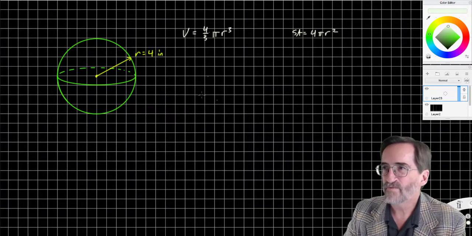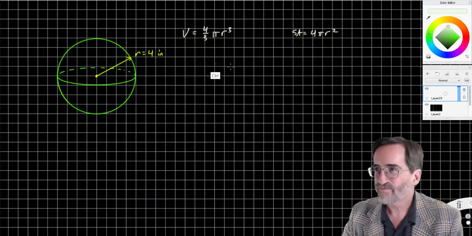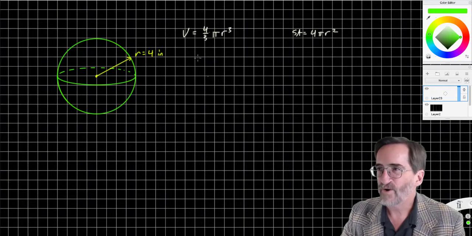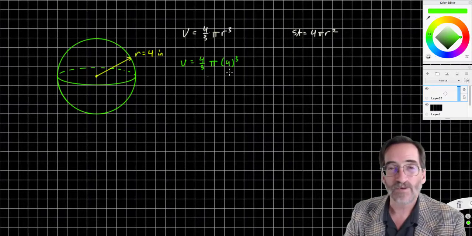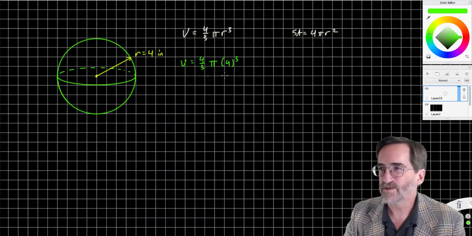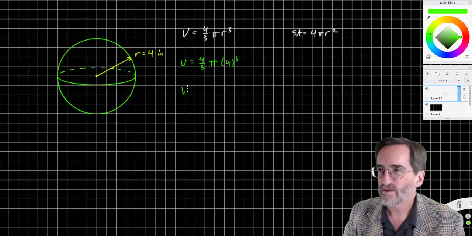Let's go ahead and find the volume of this cube, I want to say cube, this sphere. And the volume is 4/3 pi times 4 to the third power. 4 times 4 is 16. 16 times 4 is 64. So the volume is 4/3 pi times 64.